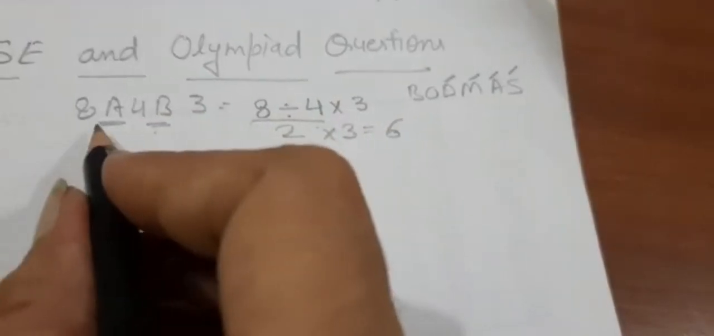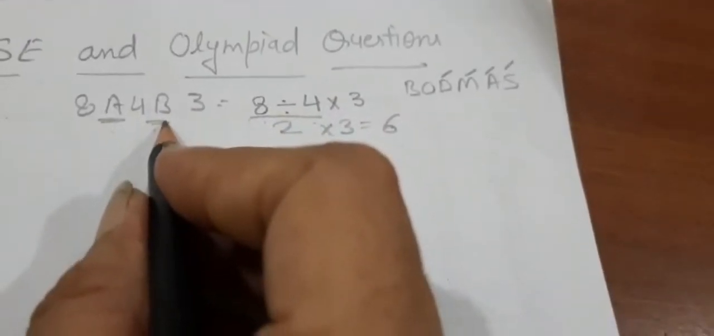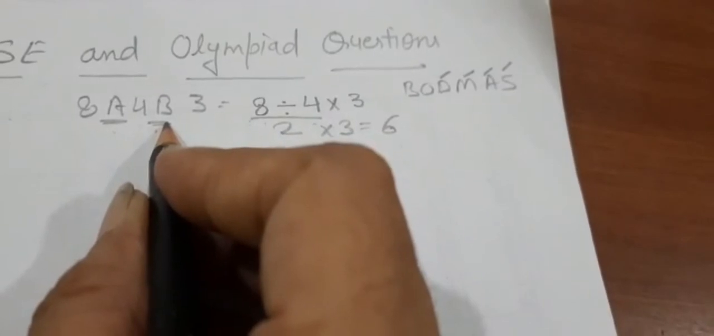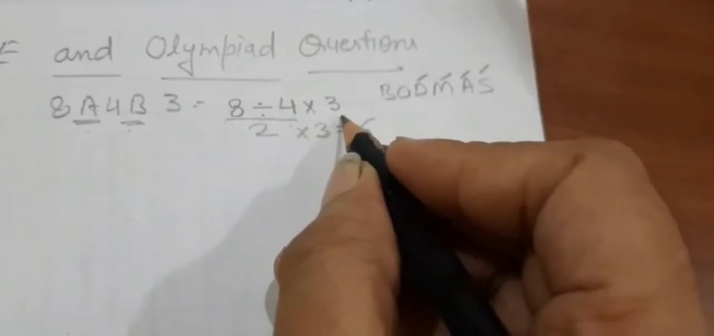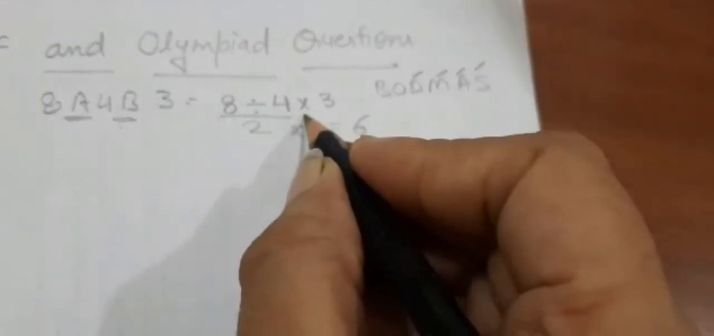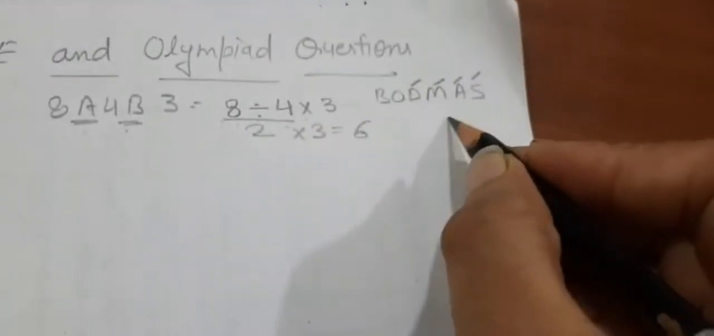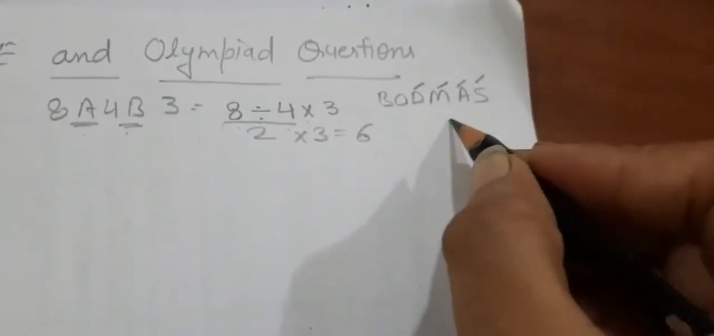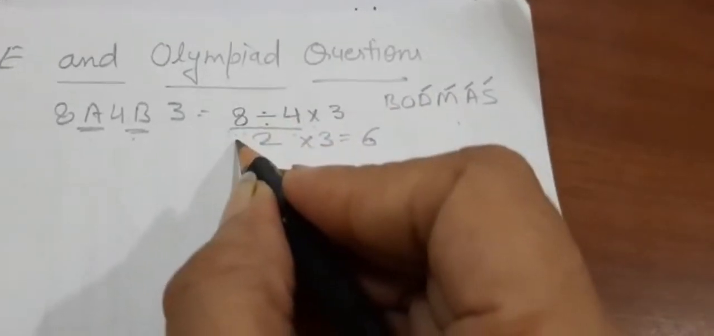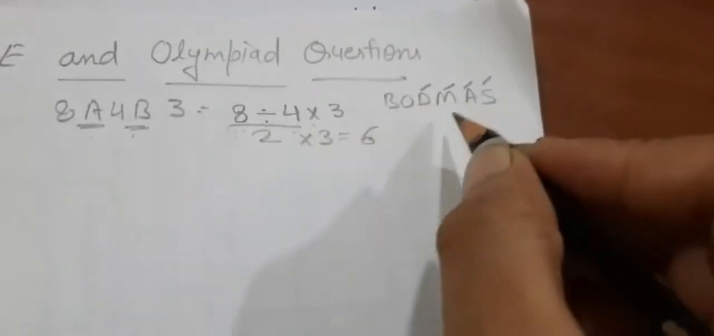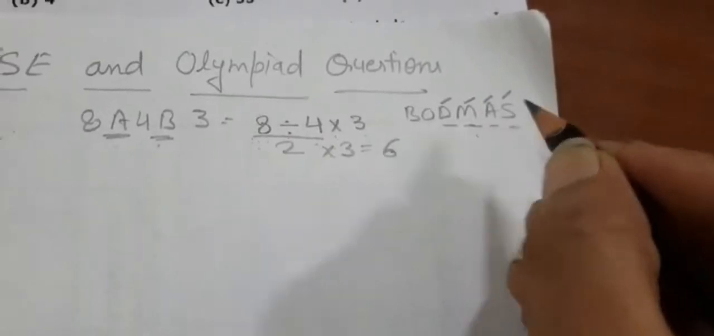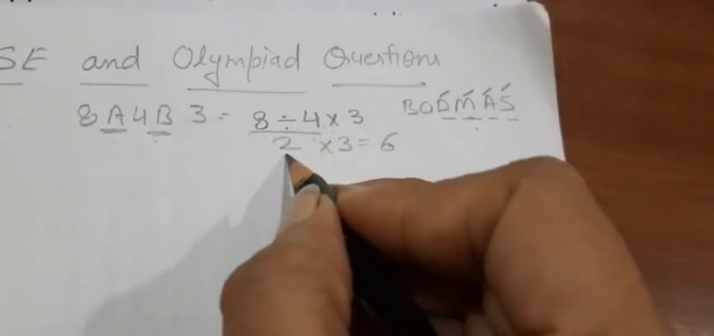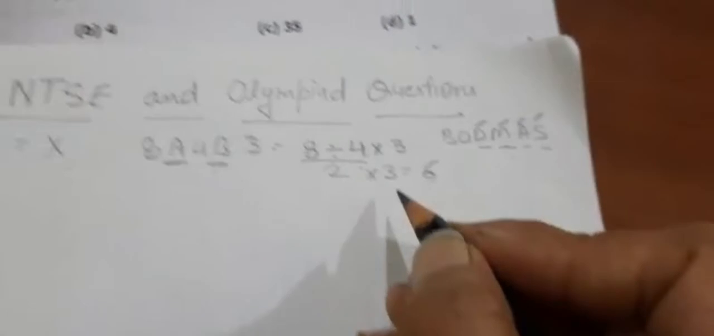Again I am explaining to you. First of all we will convert these letters into multiplication and divide symbols. 8 divided by 4 multiplied by 3. Whenever we have to do two operations together, we will use the BODMAS rule, and as per the BODMAS rule, first we divide, then we multiply. Can you see here? DMAS, D then M, then A, then S. So 8 divided by 4 is 2, multiplied by 3 is 6. So option number A is correct.